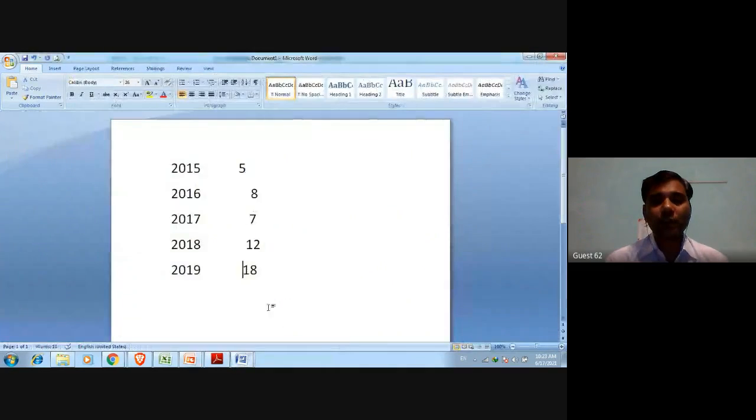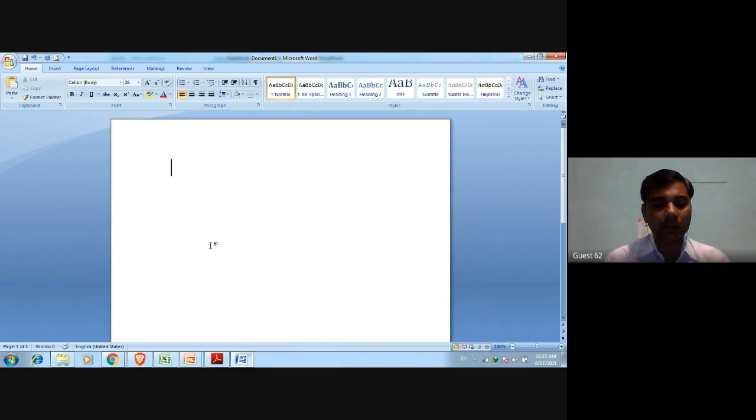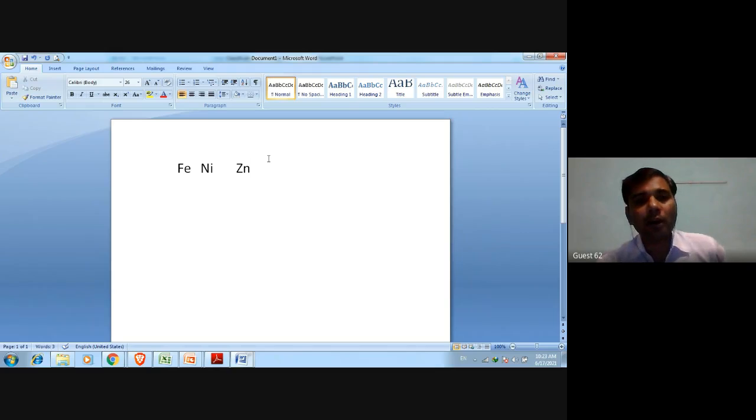Let us understand it. Suppose that you have to manufacture standard steel. The combination of standard steel requires three elements: iron, nickel, and zinc. These three elements are required. Now, the combination of all three should not be more than 20.